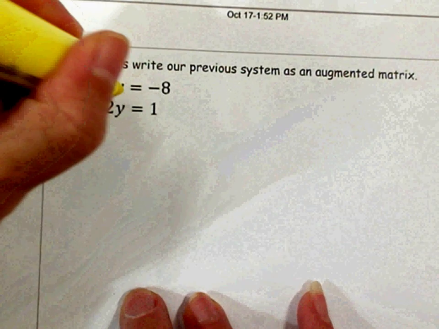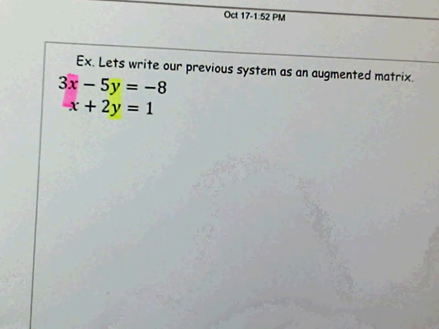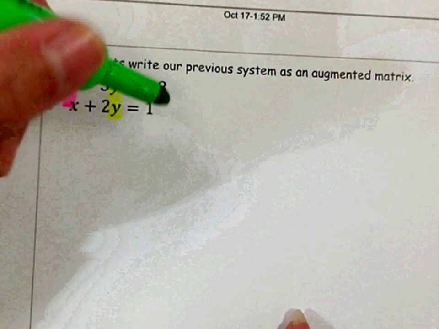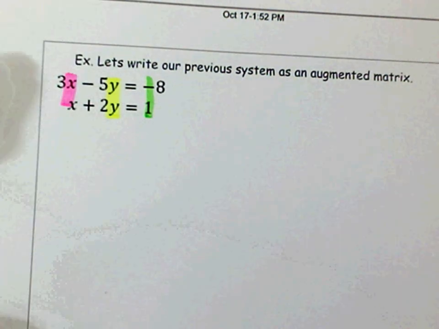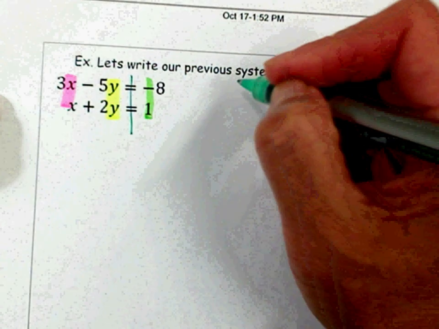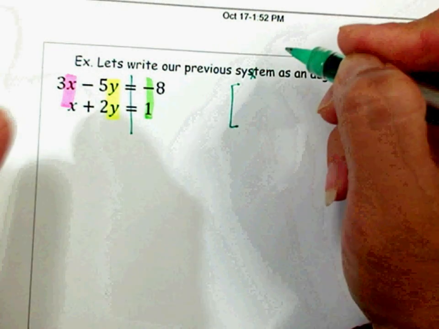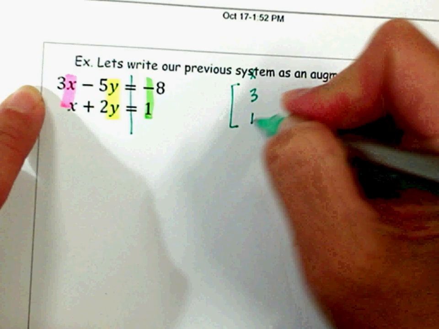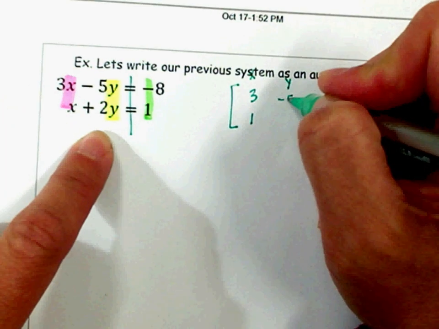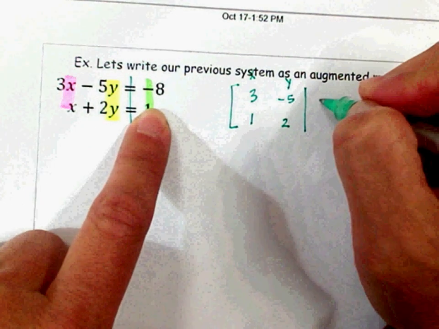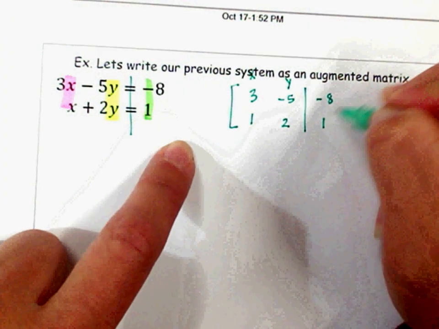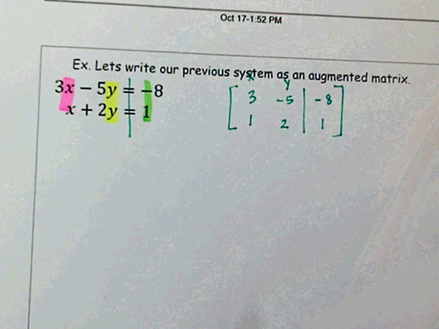There's my y. This is your lesson for tomorrow. And there's your constant. This is how you write it. Keep the equal sign the same. Here's your x. 3, 1. Here's the y. Negative 5 and 2. And some people draw a line there, but they're equal. There's your number, negative 8 and 1. And you have written an augmented matrix.